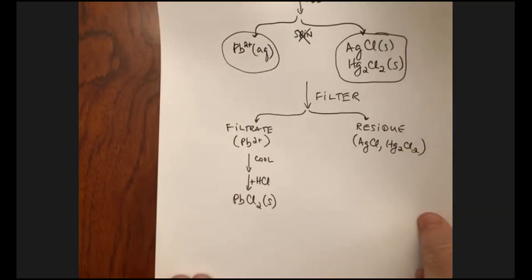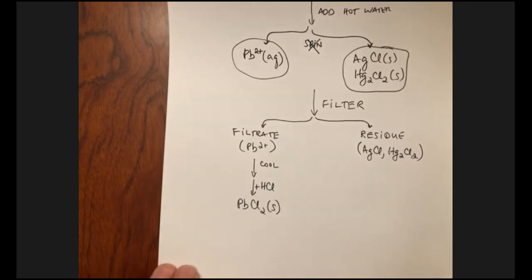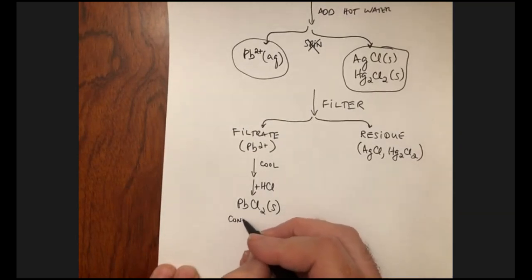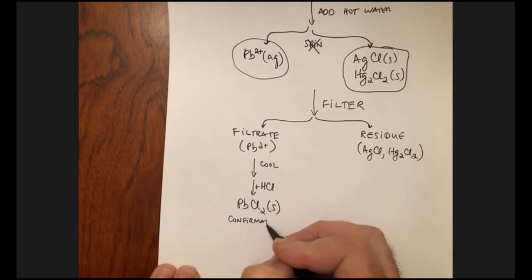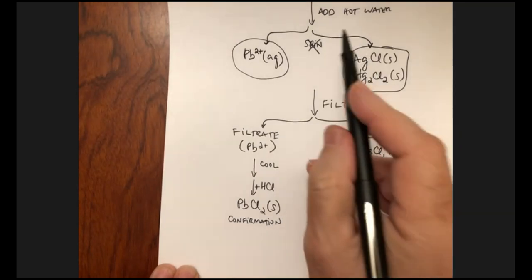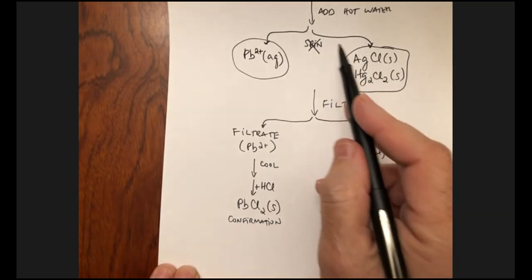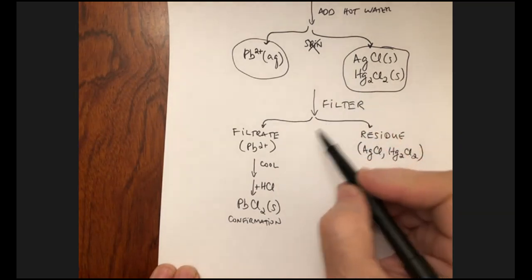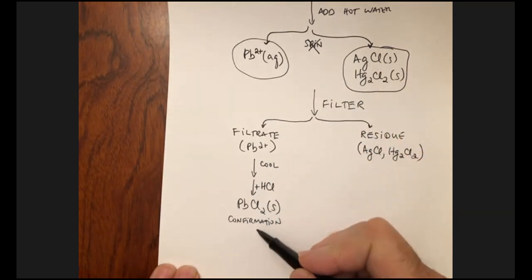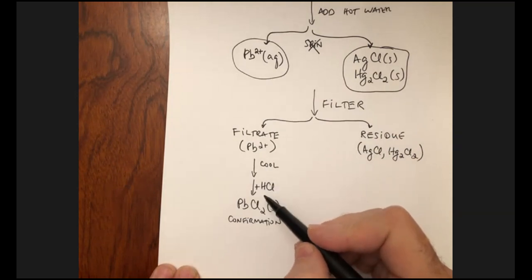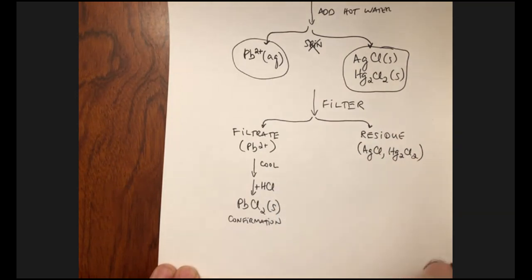Getting this. It's okay. And this will be your confirmation. In other words, if after taking your chloride precipitate, redissolving it in hot water, filtering, your filtrate reprecipitates after cooling the water down and adding more acid, then that means that you had lead in there.